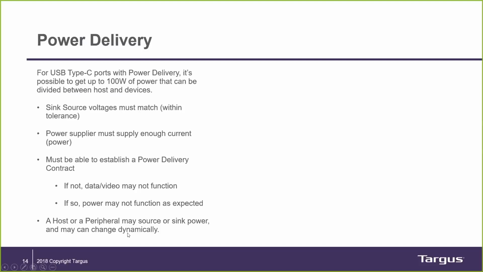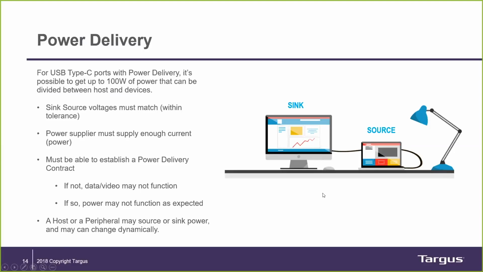And probably the best way to show that is to talk about host or peripheral being able to source or sink power, and that can change dynamically. And I'm going to show that through an example here. So what I'm showing here now in the graphic is, right now, the way this is connected, the PC is the source of power. Forget about data for the moment. We're just talking about power delivery.